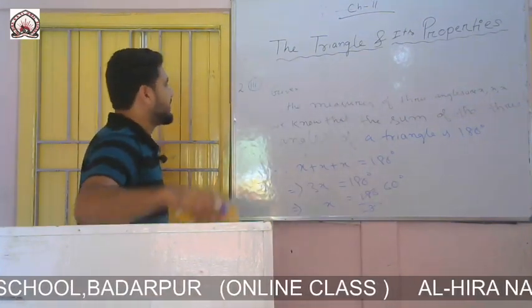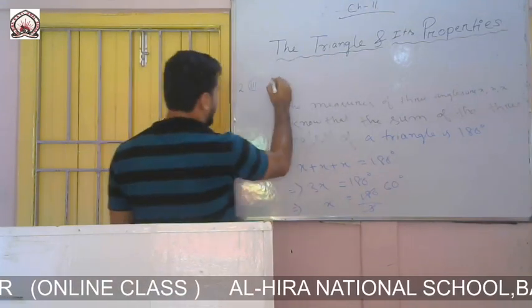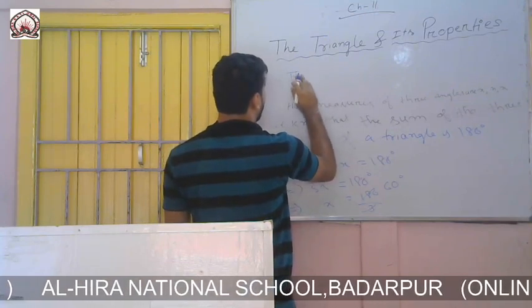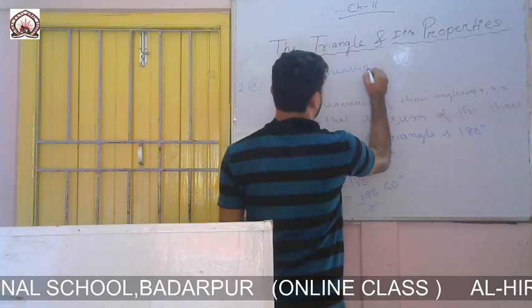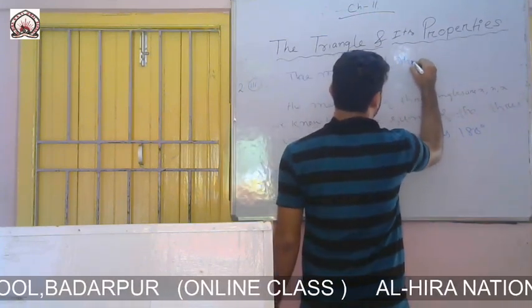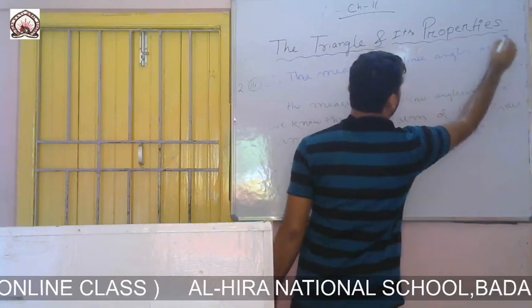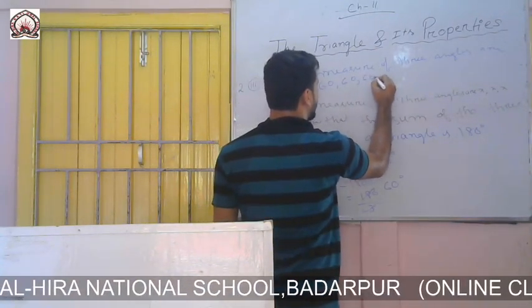Now we can write, therefore the measure of 3 angles are 60 degree, 60 degree, 60 degree.